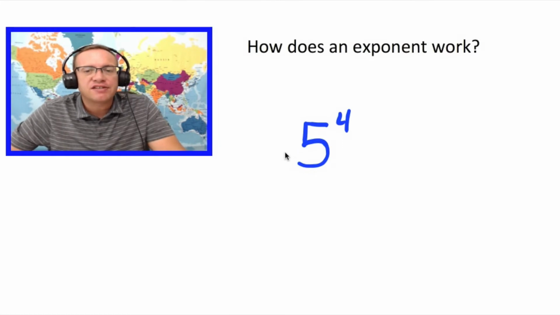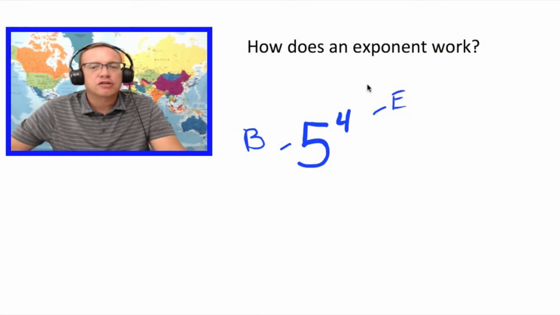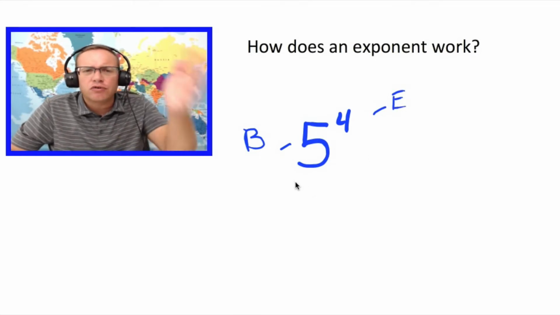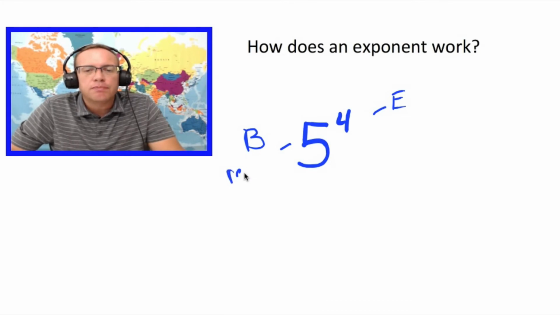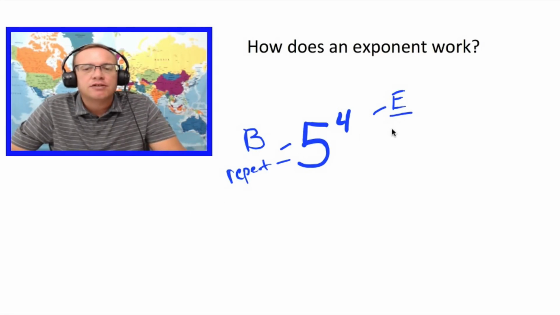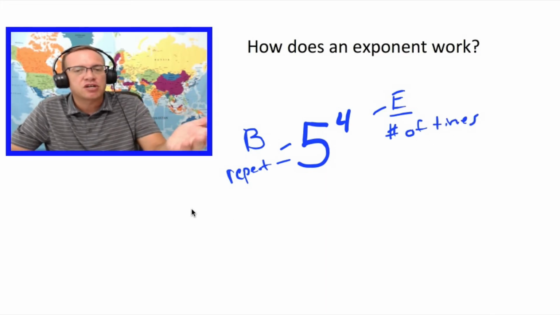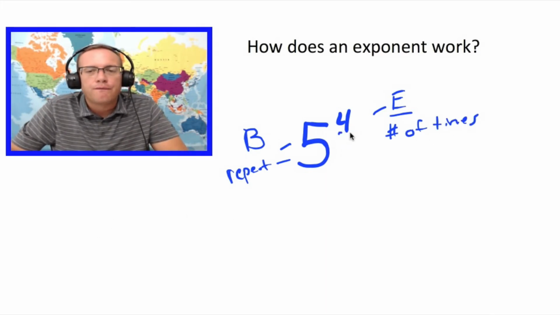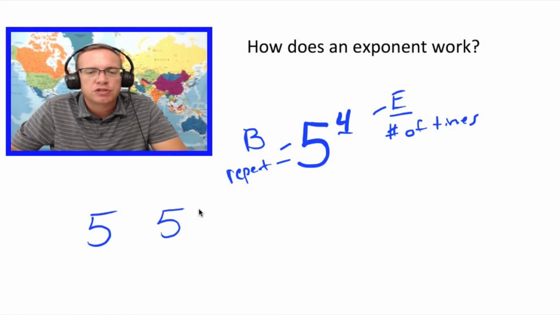So here we have a base of 5, as we said before. The 5 is our base, and the 4 is our exponent. So let's think about what's going to be repeated. We are going to repeat our base. So this 5 is the thing that's going to be repeated, and the exponent tells us the number of times that we're going to repeat our base. So we are going to have 4 5s. So let's start. 1, 2, 3, 4.